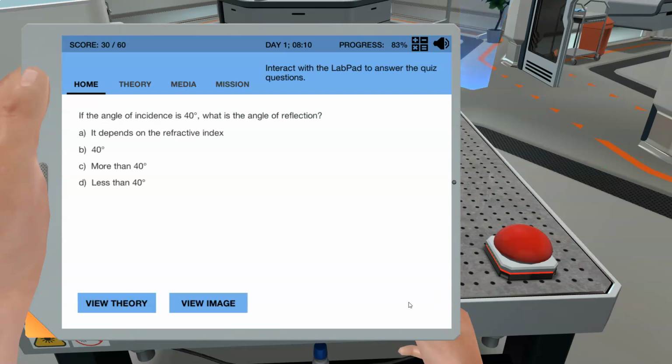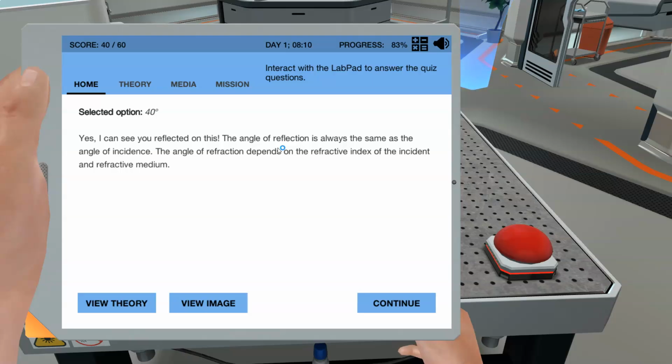If the angle of incidence is 40 degrees, what is the angle of reflection? Yes, I can see you reflected on this. The angle of reflection is always the same as the angle of incidence. The angle of refraction depends on the refractive index of the incident and refractive medium.